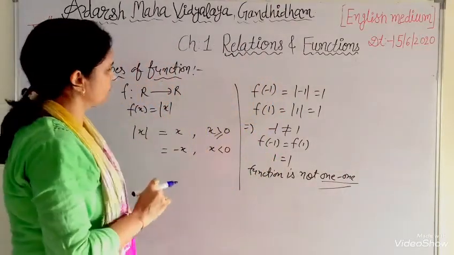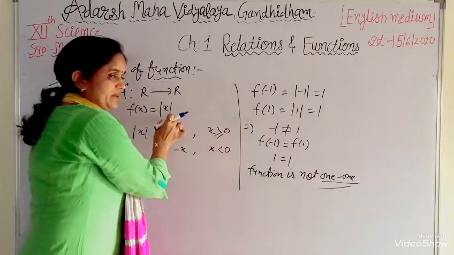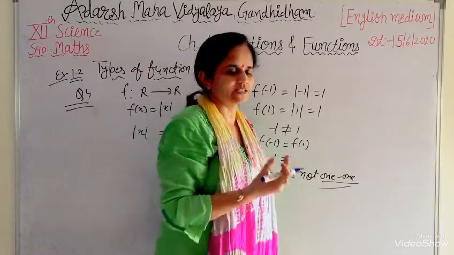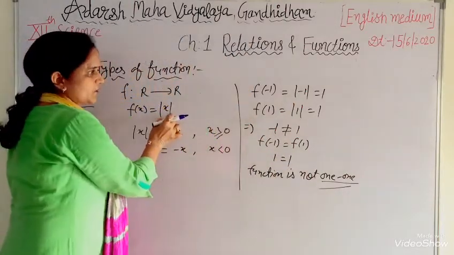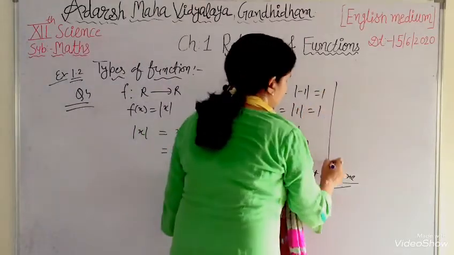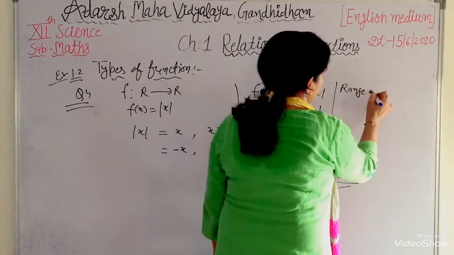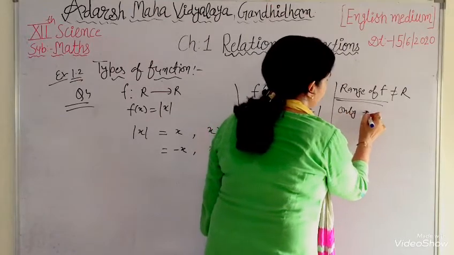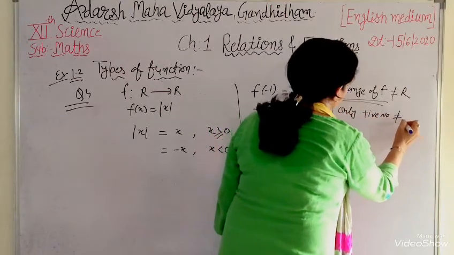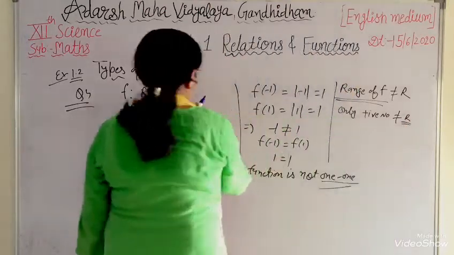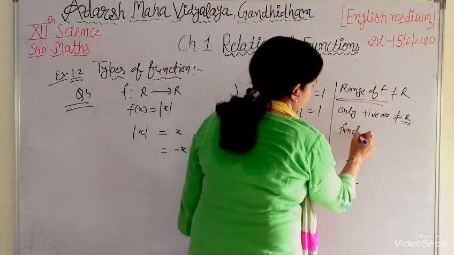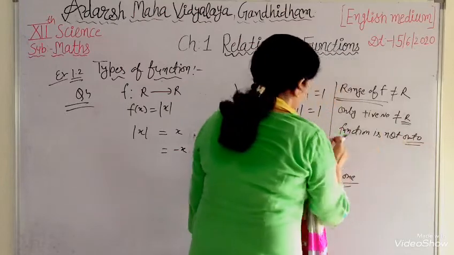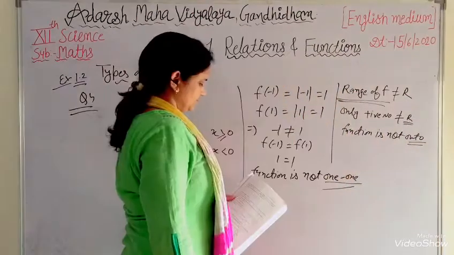And for onto, you see that the image of all negative and positive elements will always be positive, since f(x) is equal to modulus x. So here also, student, the range of f is not equal to R. The range is only non-negative numbers, which is not equal to R. So the function is not onto. You can write one example, student.